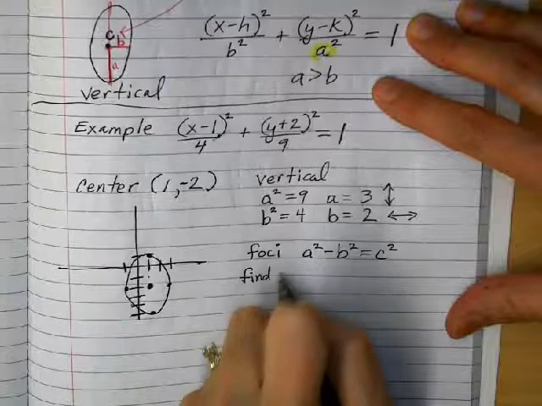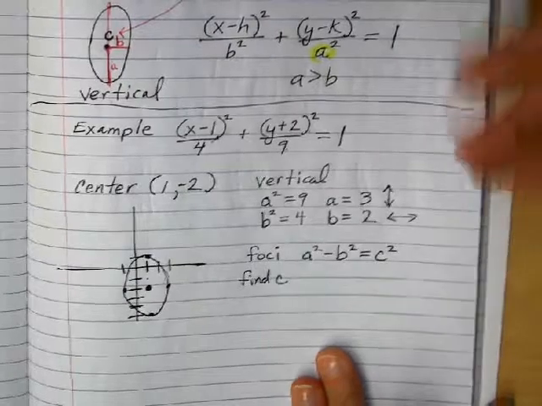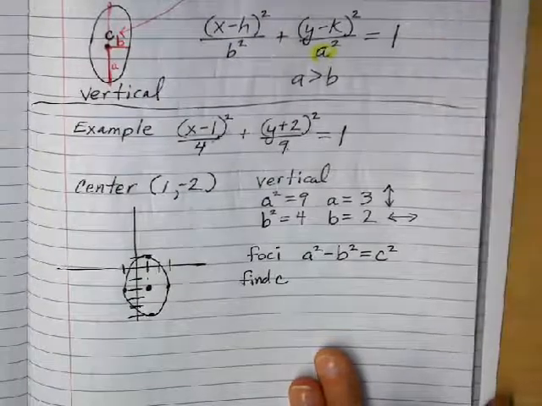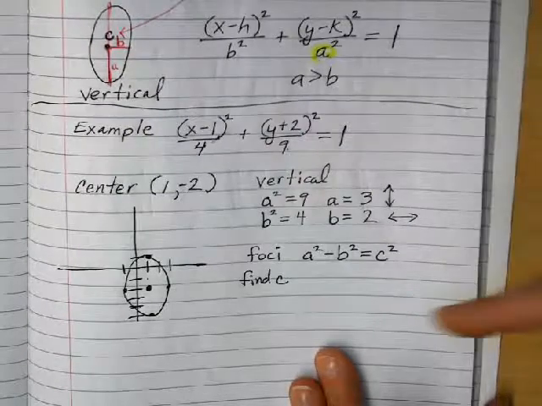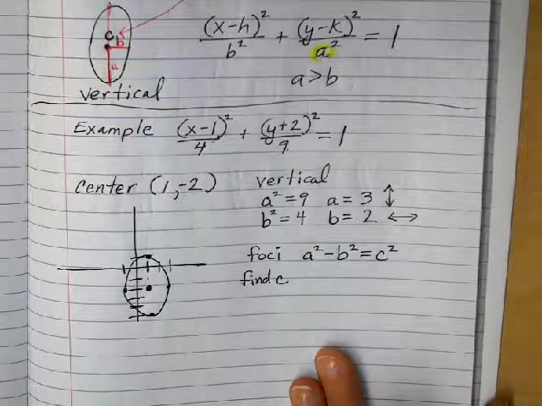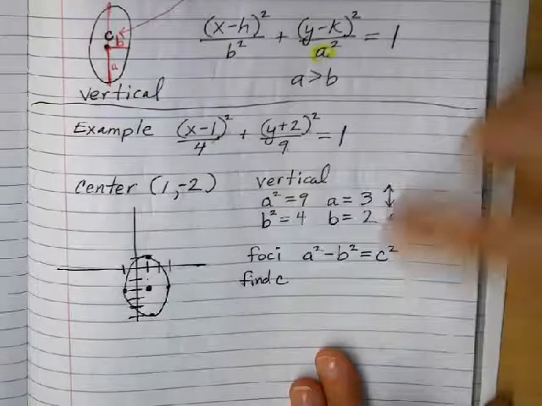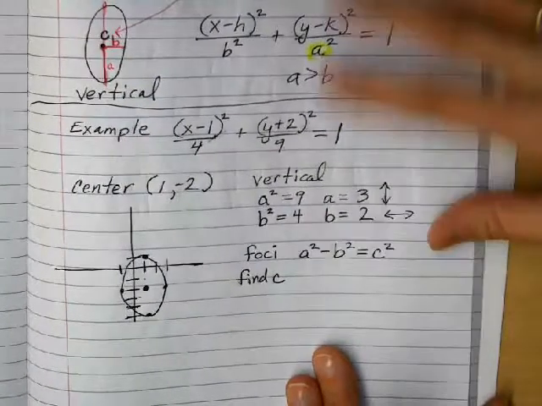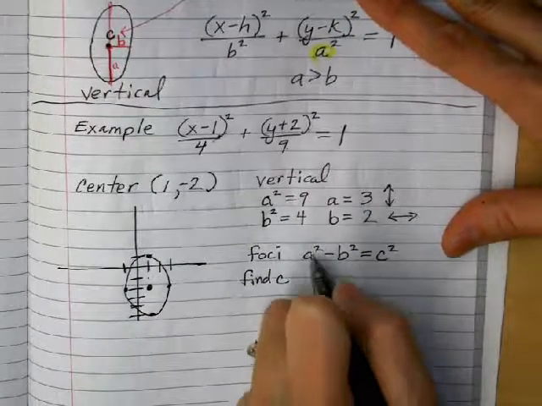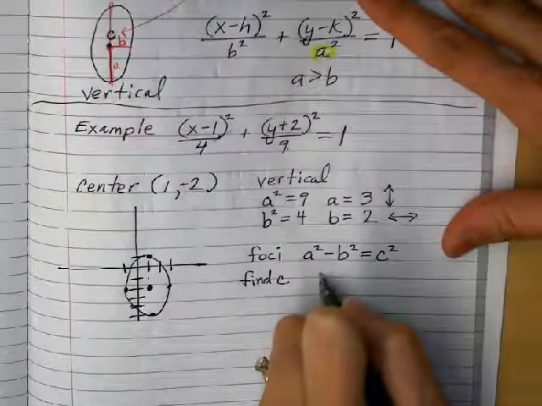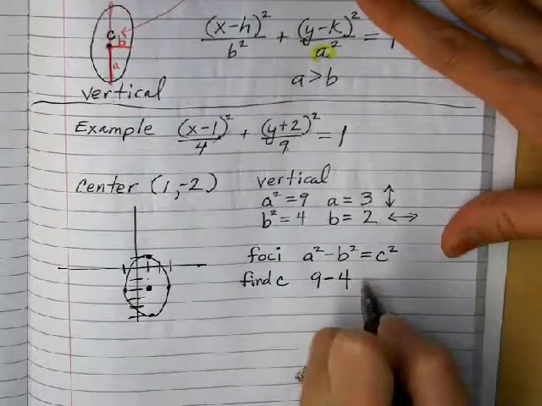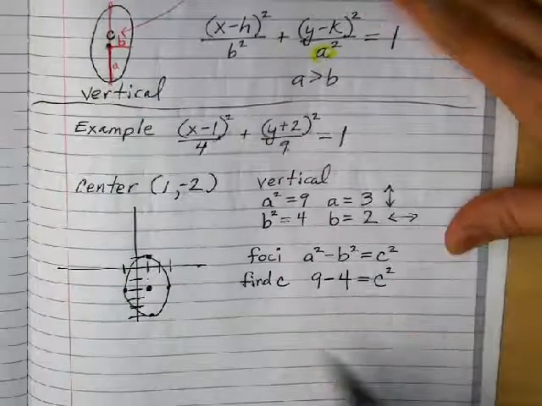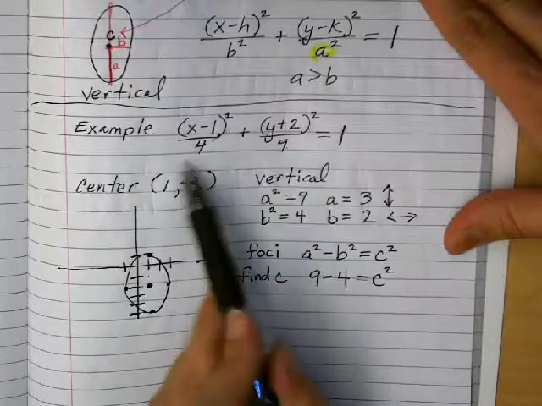See, because we already know what a squared is and what b squared is, so we should be able to do it. It's like the Pythagorean theorem, except the sign's different. Pythagorean theorem is a squared plus b squared equals. But to find the focal points, it's a squared minus b squared. So let's see, a squared was 9 in our problem. B squared was 4. So you just have to do 9 minus 4. 9 minus 4 is 5.